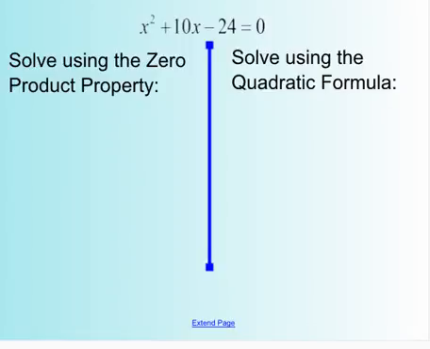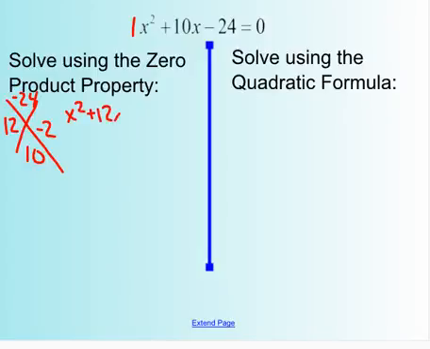So I look at this one. -24 times 1 is -24. Don't forget this is a 1 here. This would be a 10. I'm going to get a negative. So I know that 10 is positive, so I'm going to go with 12 and a -2. Alright, then this is going to work out that it's x squared plus 12x minus 2x minus 24 equals 0.